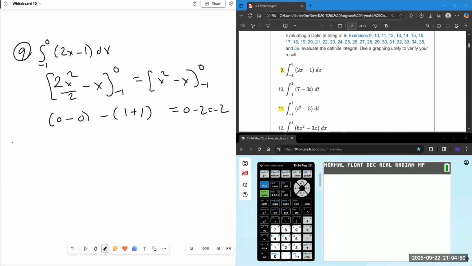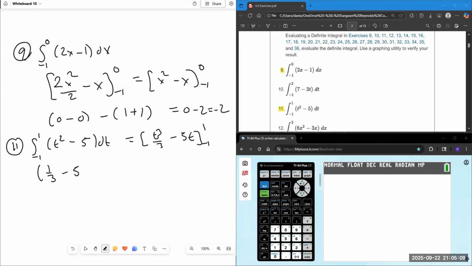Let's look now at number 11. The integral from -1 to 1 of t squared minus 5 dt is t cubed over 3 minus 5t, from -1 to 1. This is 1/3 minus 5 minus -1/3 plus 5, which is 2/3 minus 10 over 1. Then that's times 3 over 3. It's 2 minus 30 over 3, which is -28 over 3.